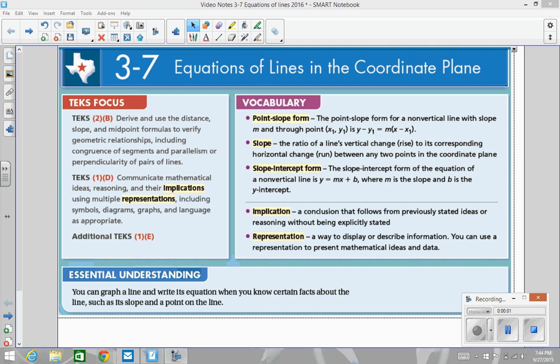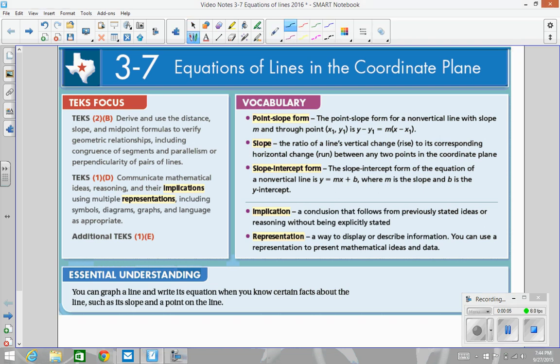Welcome to Geometry Pre-AP. So today we're going to talk about writing equations of lines. First thing I'd like you to make sure to do is get your essential understanding written down. You might need the point-slope formula, slope-intercept formula. You should know what slope is too, but you can write those down. So pause the video and get those things written down.